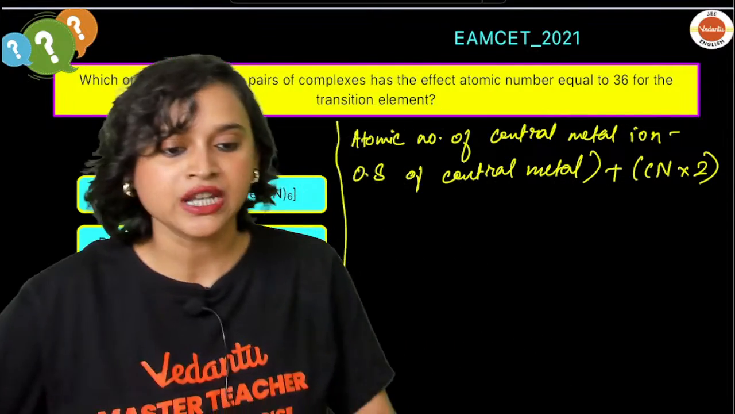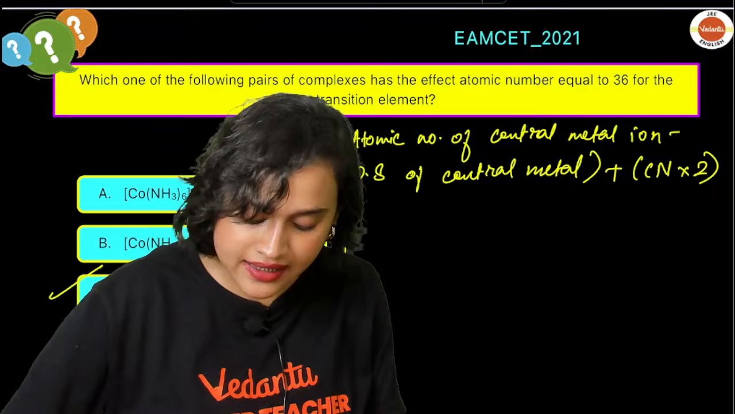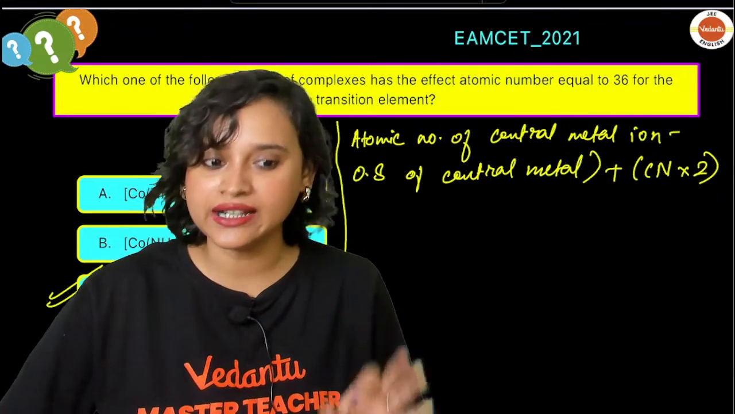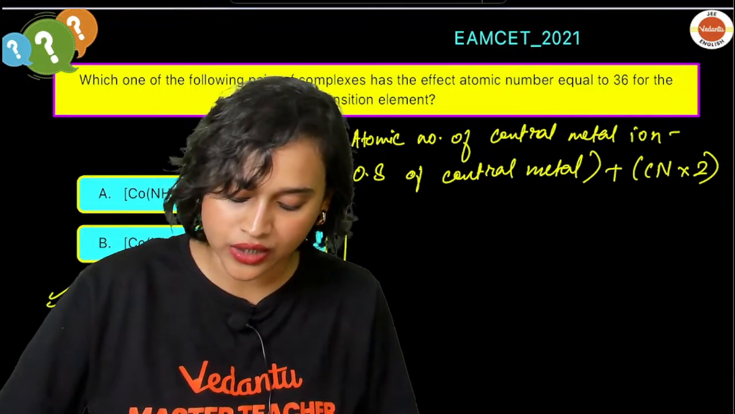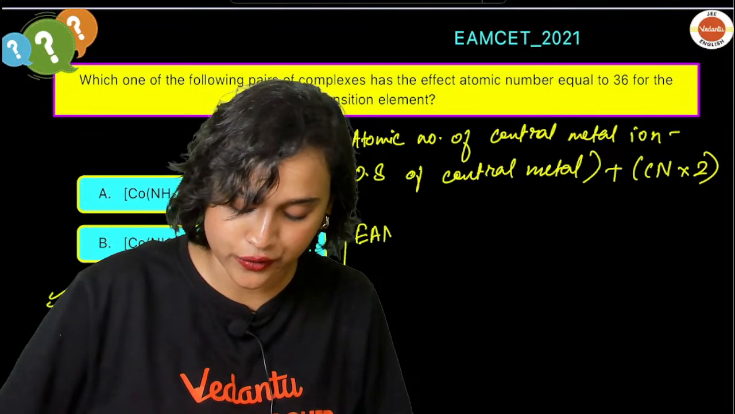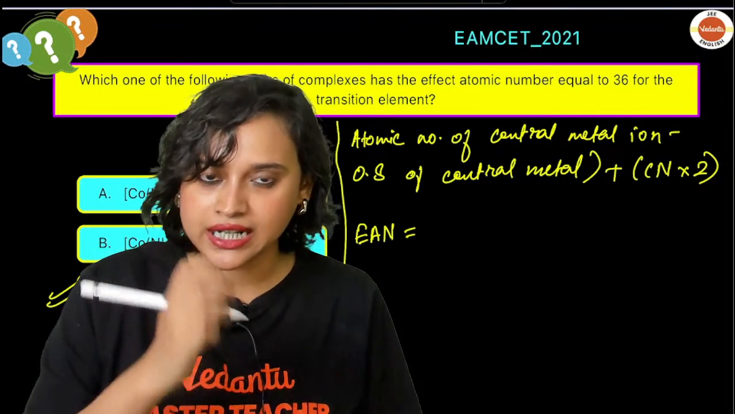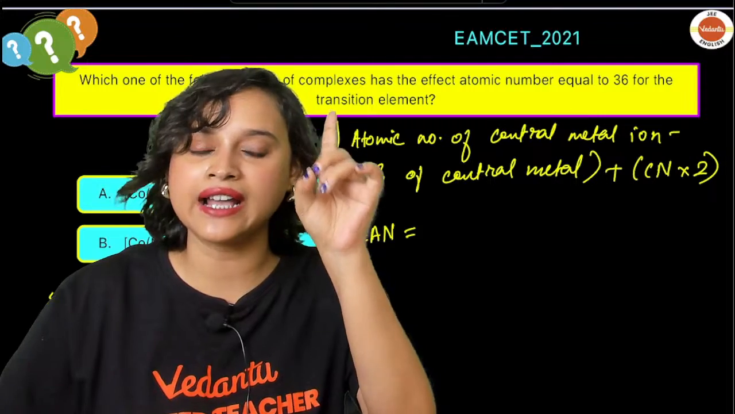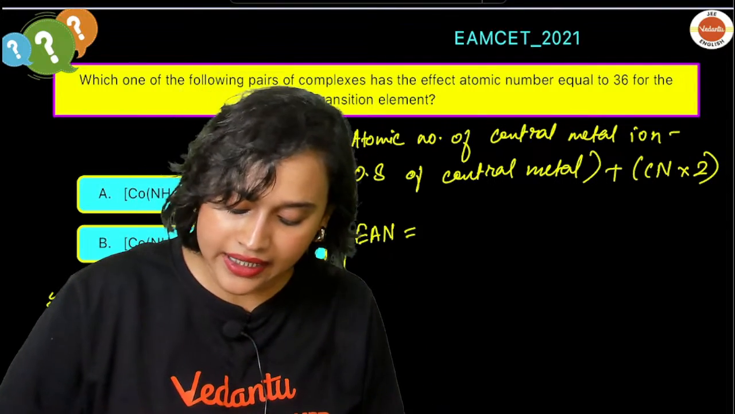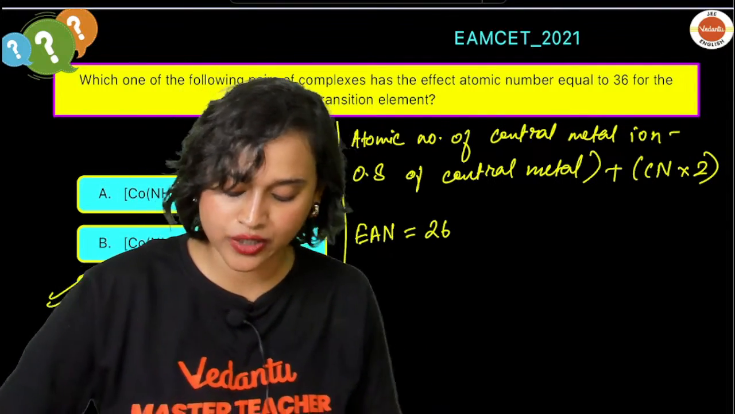Well done. Chalo. Now, I know the answer is option C. So, I'm going to calculate it and show it to you. So, effective atomic number, let us calculate. Now, what is iron's atomic number? Iron has an atomic number of 26.